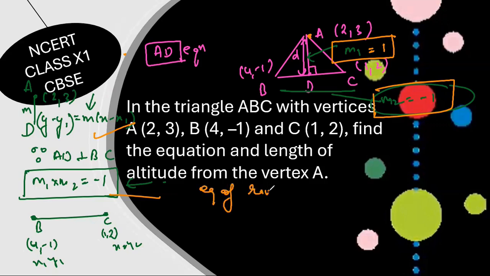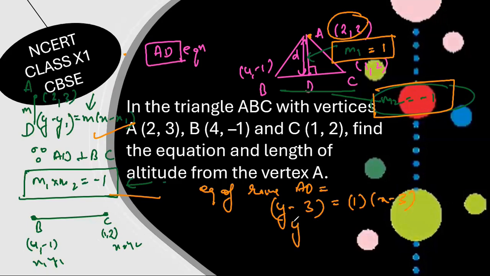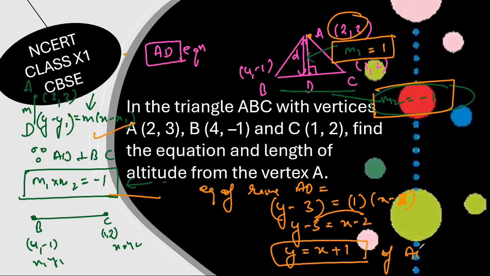So the equation of line AD is y minus y1. I am taking (x1, y1) as the point on line AD. So y minus 3 is equal to m, which is 1, times (x minus 2). When you open the bracket, it will be x minus 2, and y is equal to x. I am taking this 3 to that side, it becomes positive. -2 plus 3 is +1. So this is the equation of line AD. Okay, so y is equal to x plus 1.